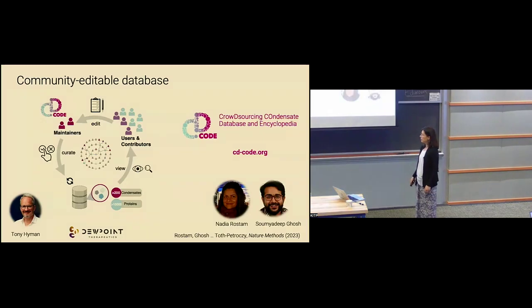And when we started thinking about it, we realized we don't even know how to define a condensate. We were discussing names of condensates, and there was a lot of confusion. So we decided that we will build it in a community editable fashion. We call it the crowdsourcing condensate database and encyclopedia, CD-CODE. It has this functionality that users can add their own information about their protein. It always has to be a PubMed reference, so everything has to come from already validated experiments.